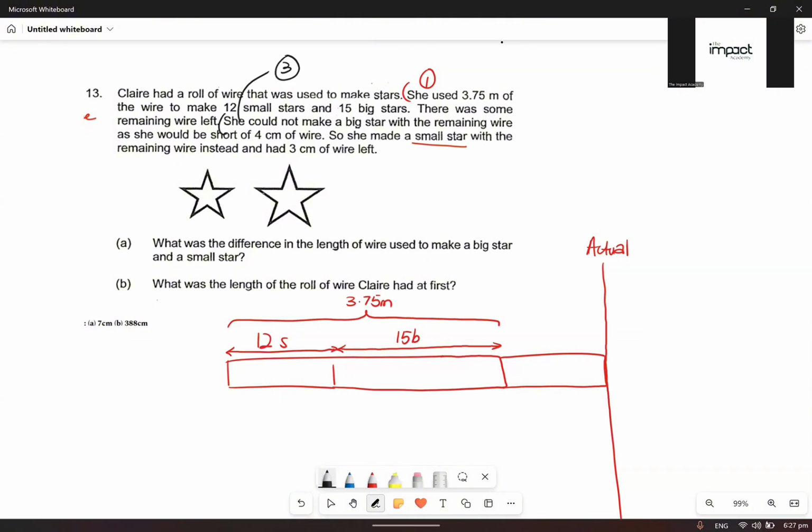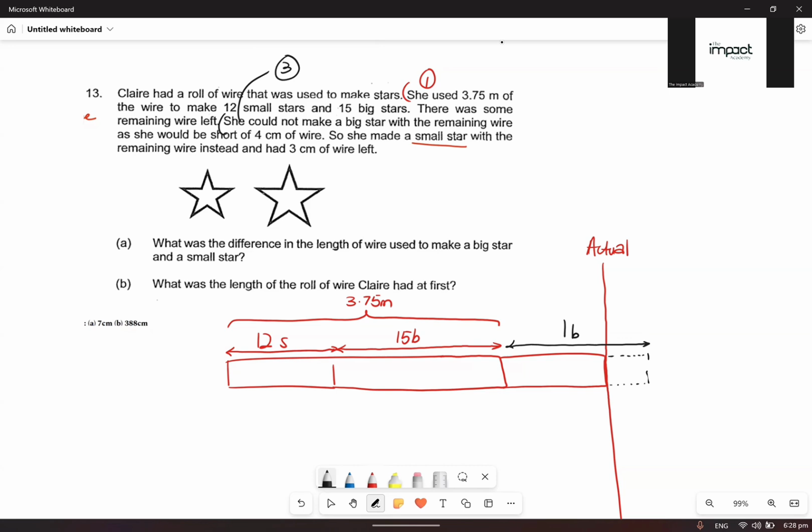Sentence number 3. She could not make a big star with the remaining. Where's the remaining? Can you see the remaining is here? But what could she do? Because if she makes one big, she will be short. So I'm going to show that this entire thing is one big. Correct now? You understand why? I need the entire thing to make one big. Okay, so you write that down first.